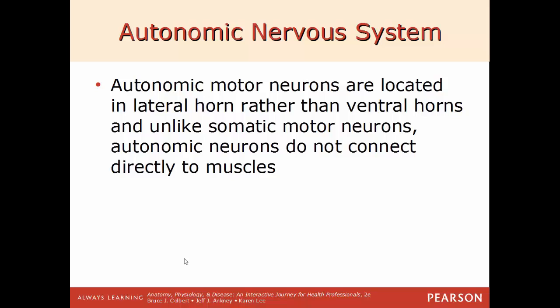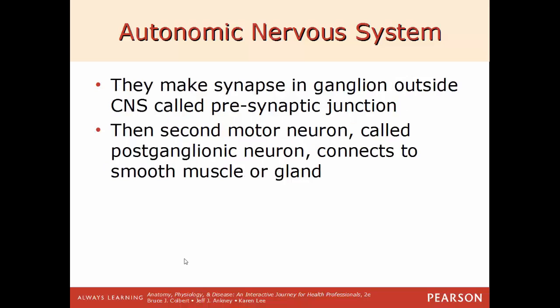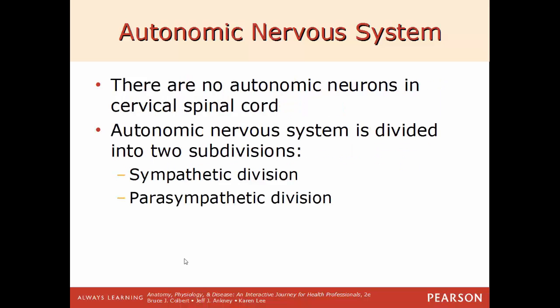Now, the autonomic motor neurons are located in the lateral horn rather than the ventral horns. And unlike the somatic motor neurons, the autonomic neurons do not connect directly to muscle. Now, they make a synapse in the ganglion outside the CNS called the presynaptic junction. Then a second motor neuron called the postganglionic neuron connects to the smooth muscle or to a gland. Okay, there are no autonomic neurons in the cervical spinal cord at all.